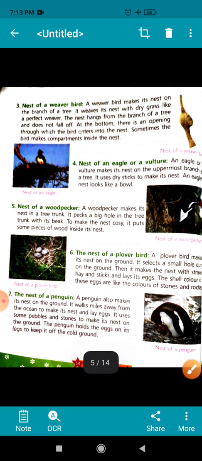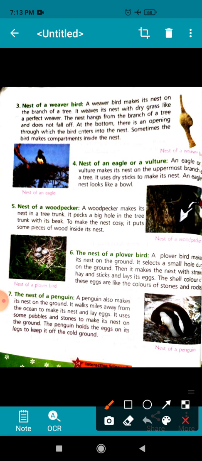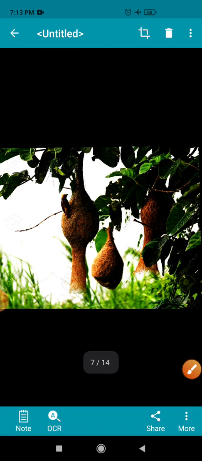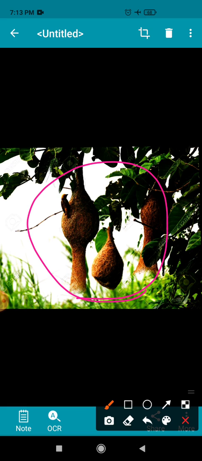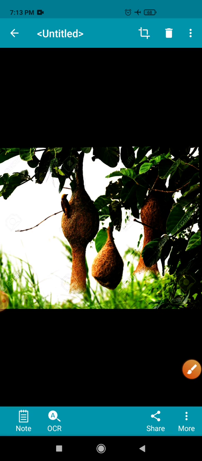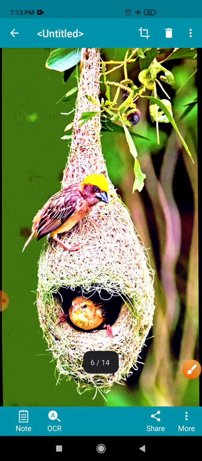Okay, now next is the nest of a weaver bird. Children, you all must have seen the hanging nests of the weaver bird. Children, these nests are hanging on the branches of trees and woven from dry grasses, and have an opening at the bottom of the nest from where the bird enters her nest.